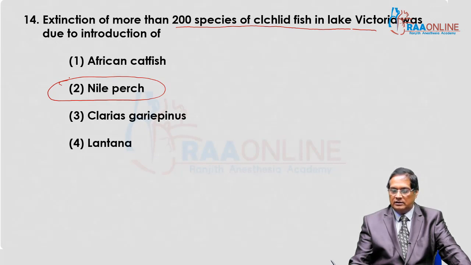Similarly, lantana. Lantana is harmful. It spreads quickly and creates harm for the other local varieties of plants.